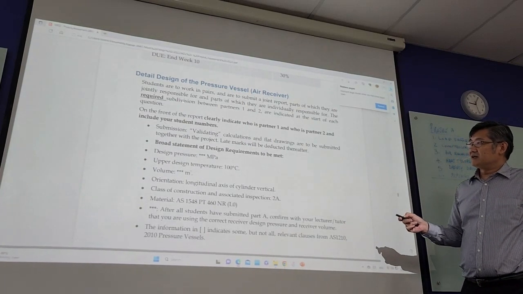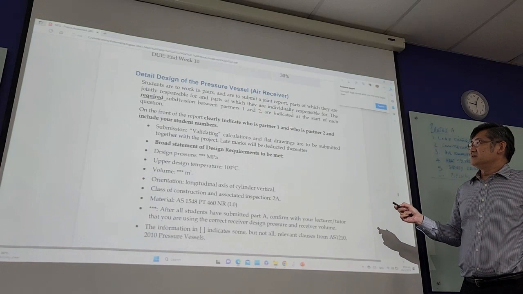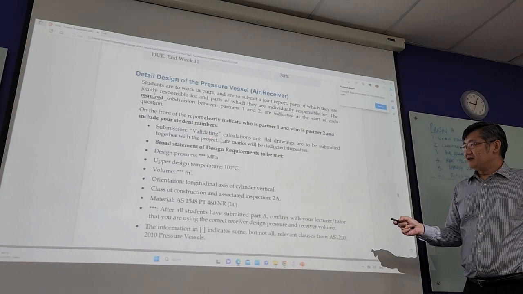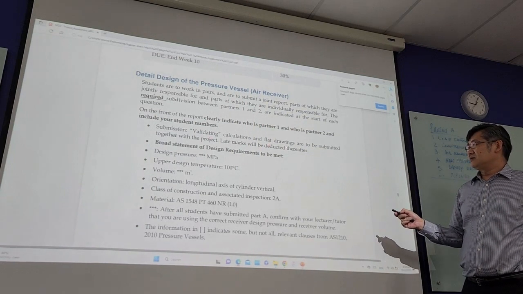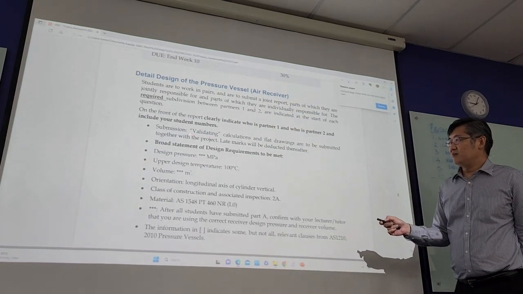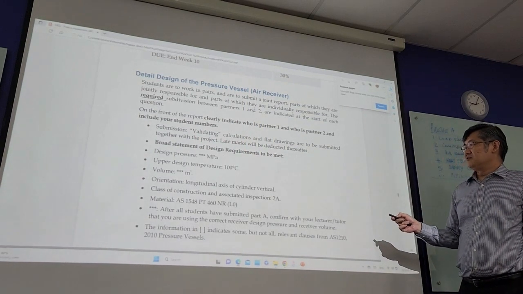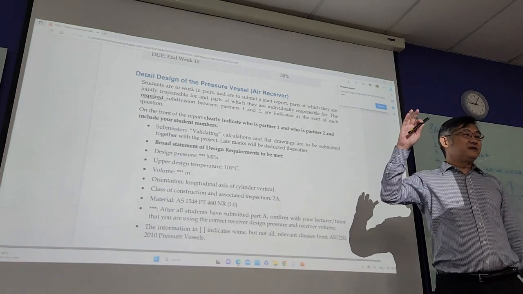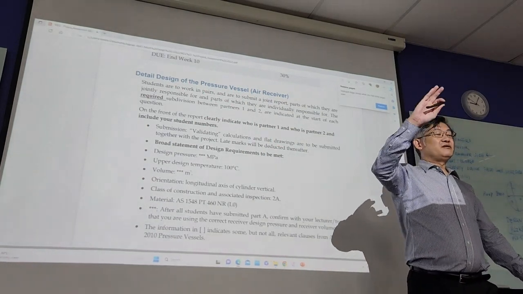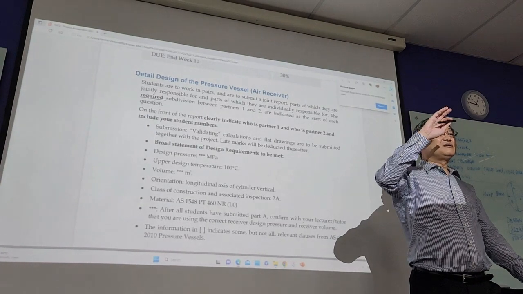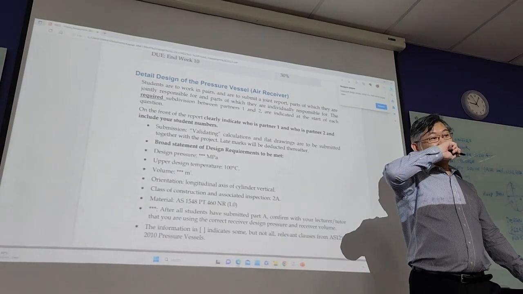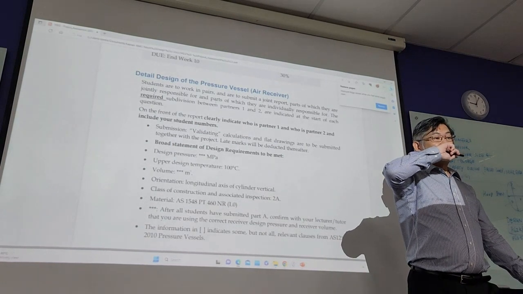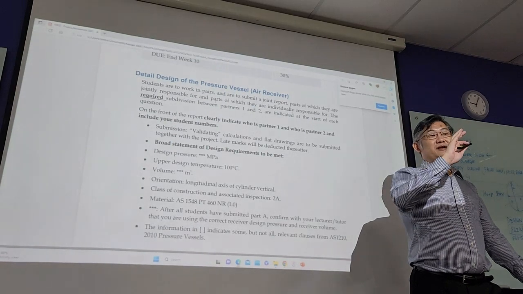So the required subdivision between partner 1 and 2 is similar to project A. Validating calculations and flat drawings are to be submitted together with the project. Late marks will be deducted thereafter. That's why I emphasize the day of submission. Some of the previous group failed, not because they did badly, but because they didn't submit or submitted late. Late submission, 1 day, 1 point. So you can't afford to submit late.